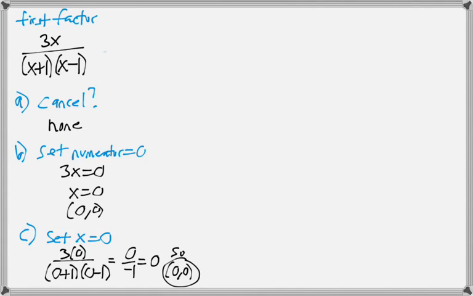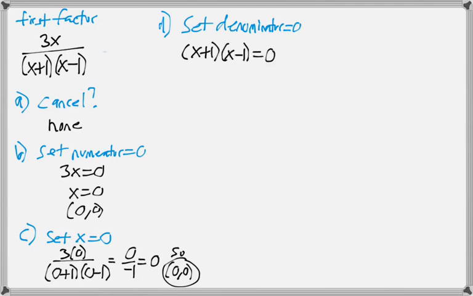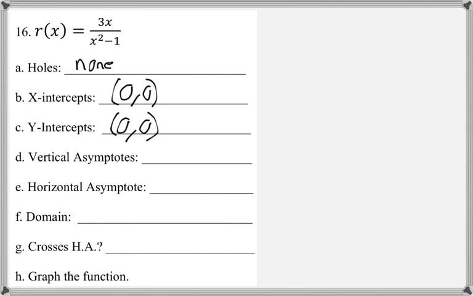Okay, for part D, this is the vertical asymptotes. So I want to set the denominator equal to 0. Because I've already factored it, that's good. And it's just going to be x is equal to negative 1, and x is equal to positive 1. So these are the vertical lines at 1 and negative 1.